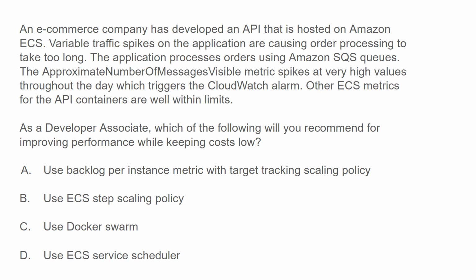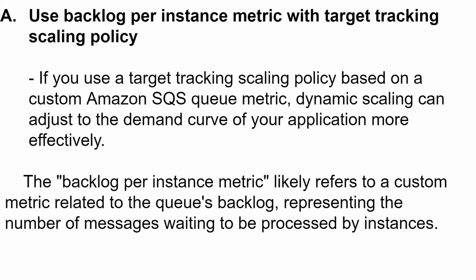A, use backlog per instance metric with target tracking scaling policy. B, use ECS step scaling policy. C, use Docker Swarm. D, use ECS service something. Use backlog per instance metric with target tracking scaling policy.